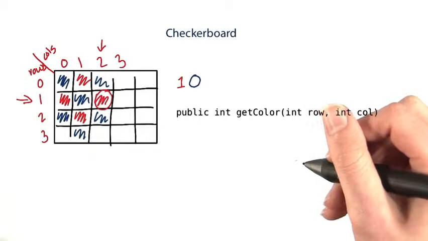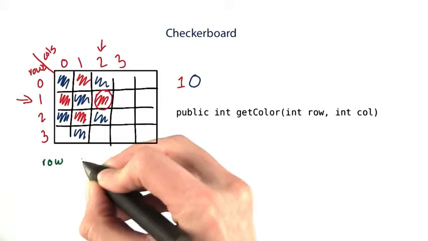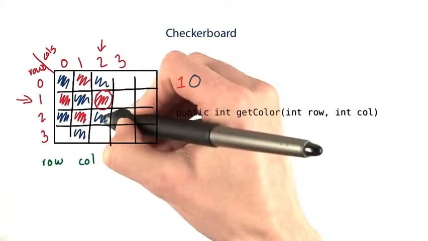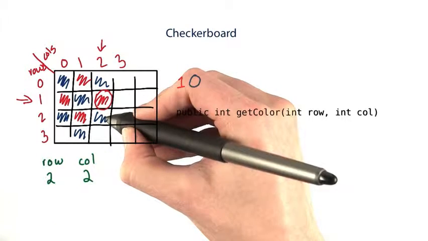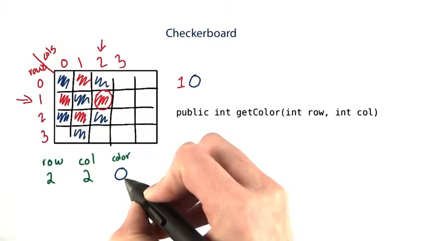This problem could get pretty complicated, so let's write some test cases out. I'll index spots by row and column. So 2, 2 would be right here, and that spot should be blue. So we need an expression that when given 2 and 2 gets 0.